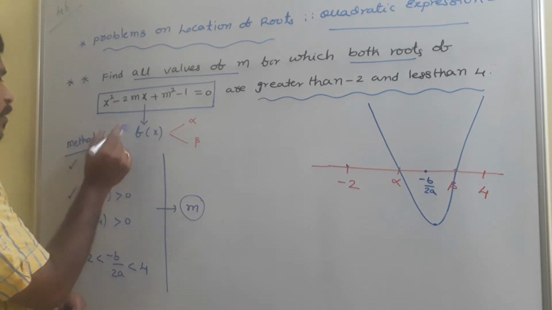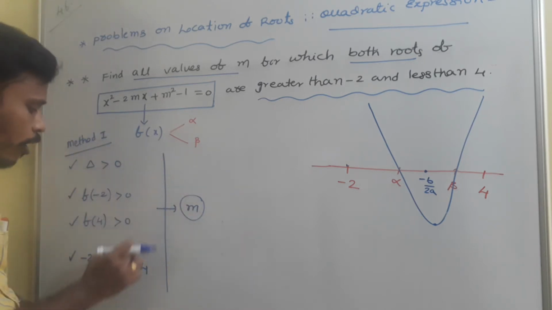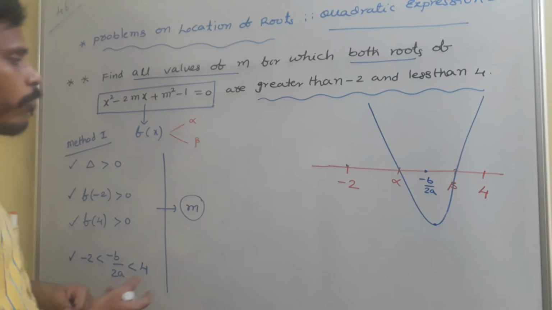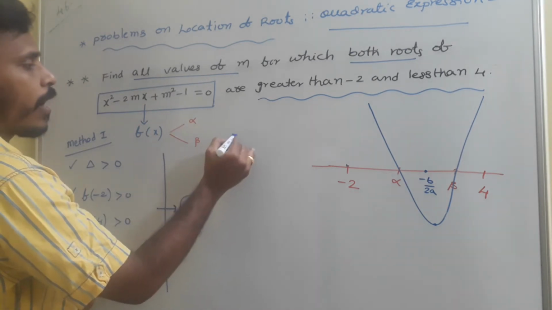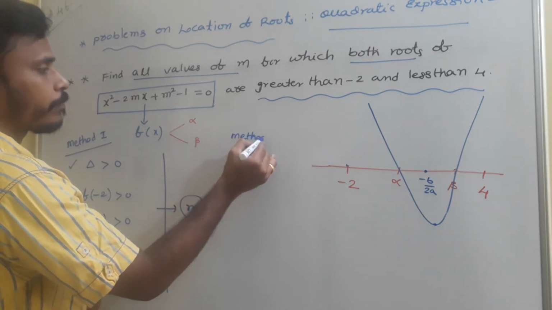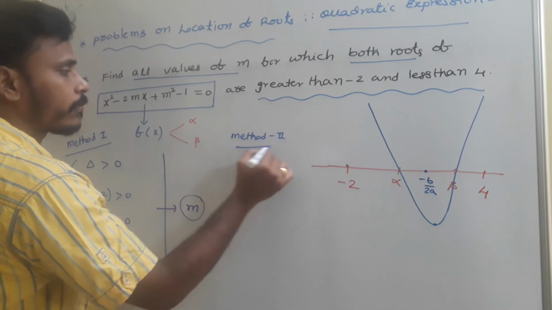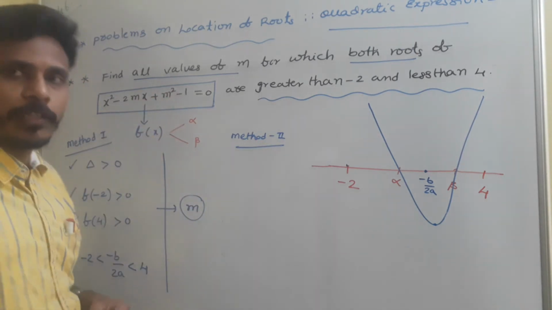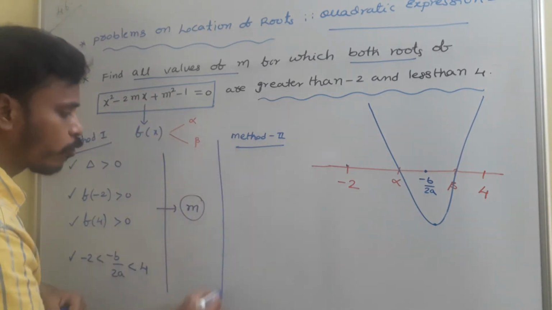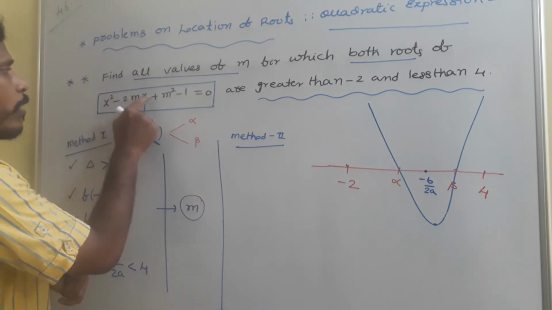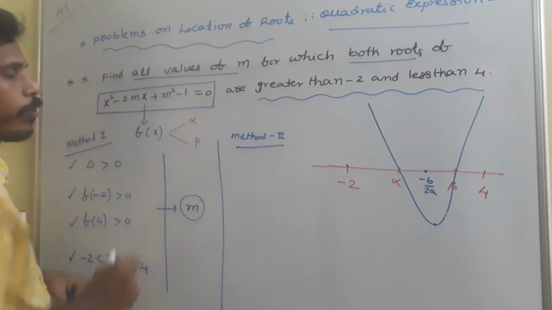Method 1 is this. Try to solve all these inequations and get the values of m. And method 2, if you think, just find the roots of this. We have a chance to find the roots, right? x square minus 2mx plus m square minus 1 is equal to 0.